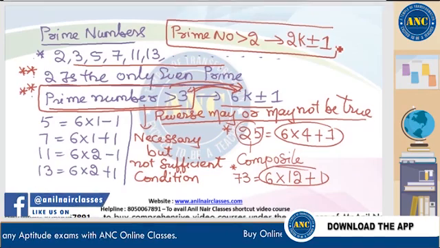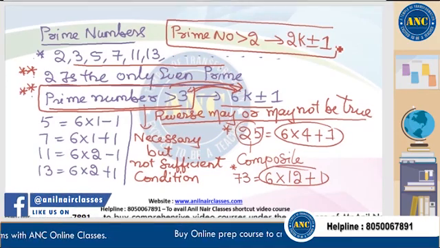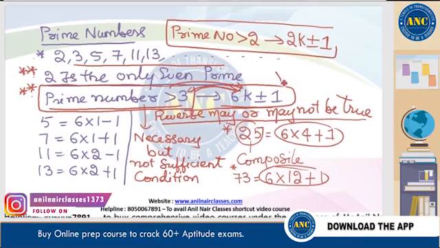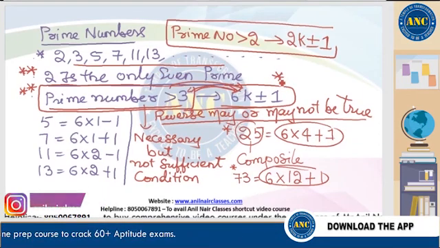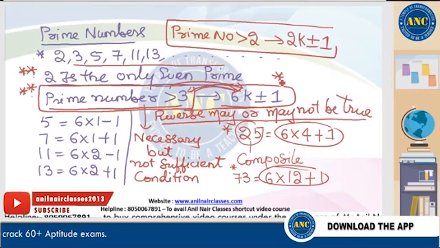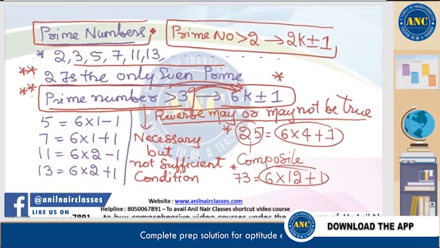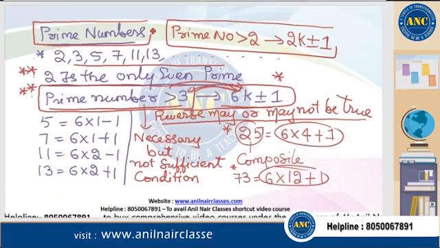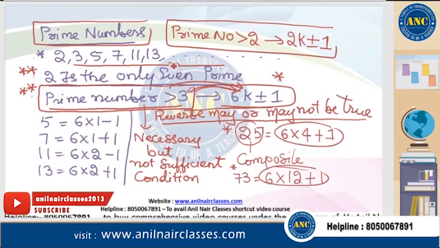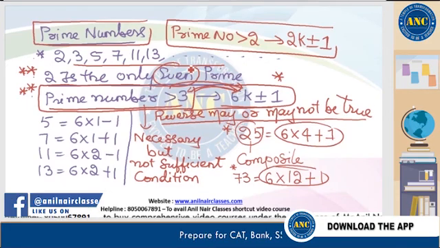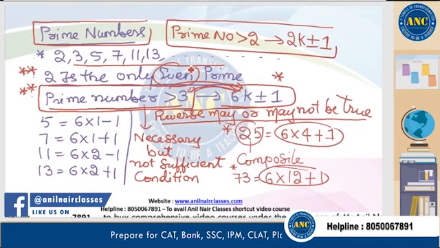You can use 2k plus or minus 1 or 6k plus or minus 1. But taking 6k plus or minus 1, some tough questions can be solved very easily. Right from the basic, then intermediate, then advanced prime numbers. In this slide, 2 important key points are: 2 is the only even prime number, and every prime number greater than 3 is of the form 6k plus or minus 1.